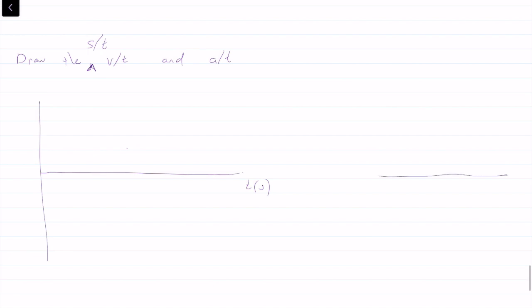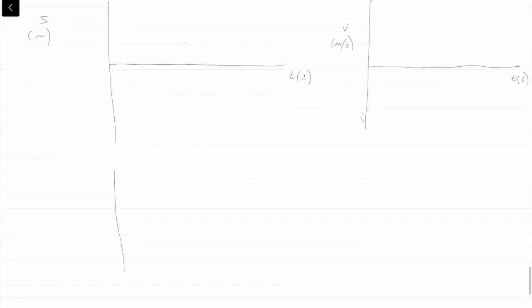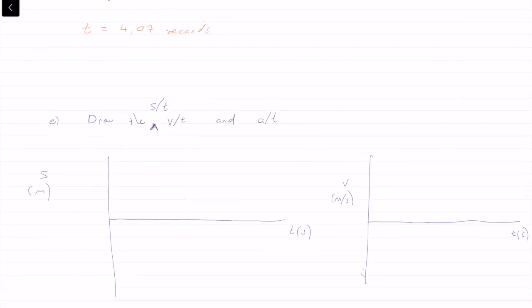Okay, so the last question says, draw the velocity time graph and acceleration time graphs. I'm going to add something there, and I'm going to say also the displacement time graphs. So let's start off with the displacement time graph. Displacement is in meters and time is in seconds. Then we have a velocity time graph, v in meters per second, and time in seconds. And finally we have an acceleration time graph in meters per second squared, and time in seconds. Okay, cool stuff. So what does this look like?